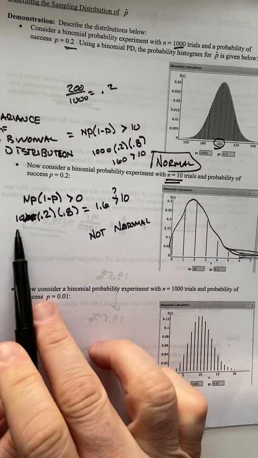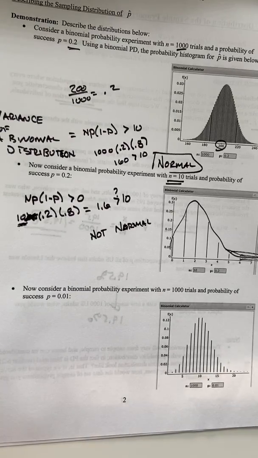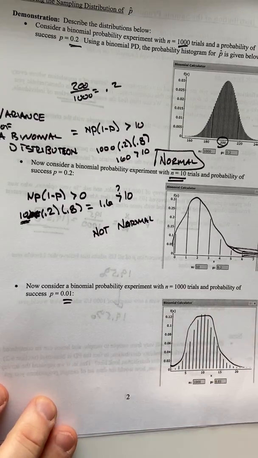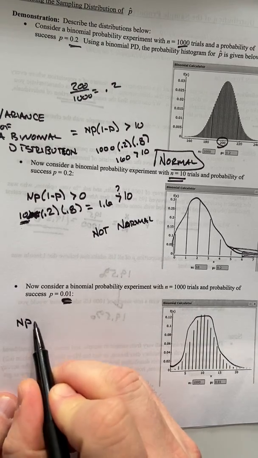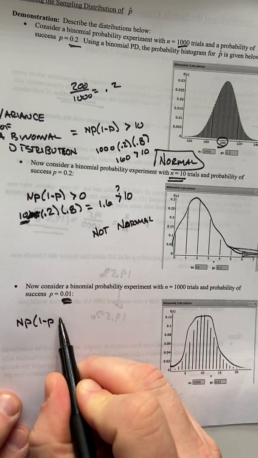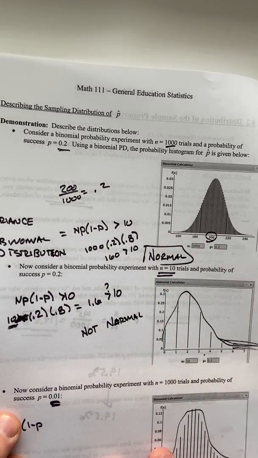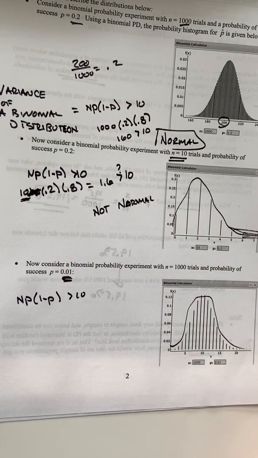The final one. So when the number of trials shrinks, then our chances of being normal shrink too. If the probability of a success shrinks, it's harder to be normal as well. So again, we compare the variance of a binomial distribution, and we want to see if that variance is greater than 10. If the variance is greater than 10, you can assume normality and then use all the formulas that we did in 8.1.